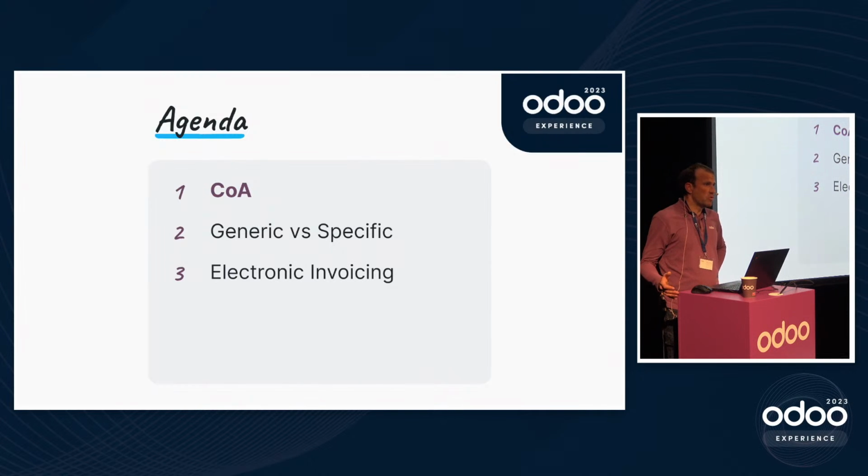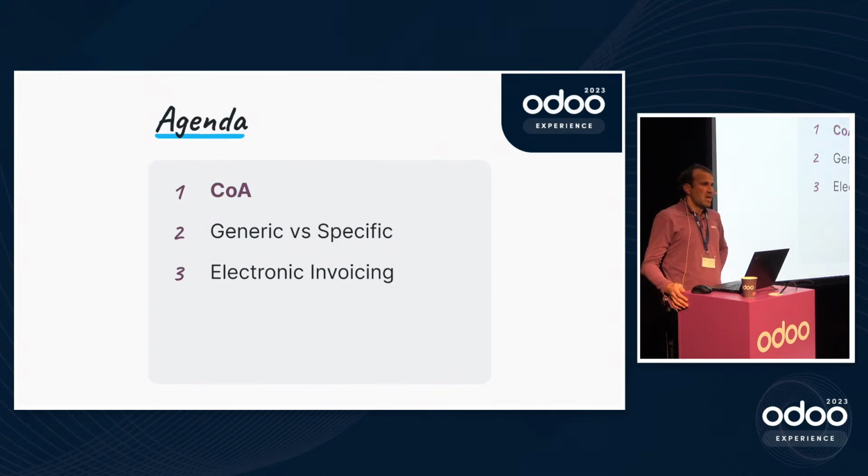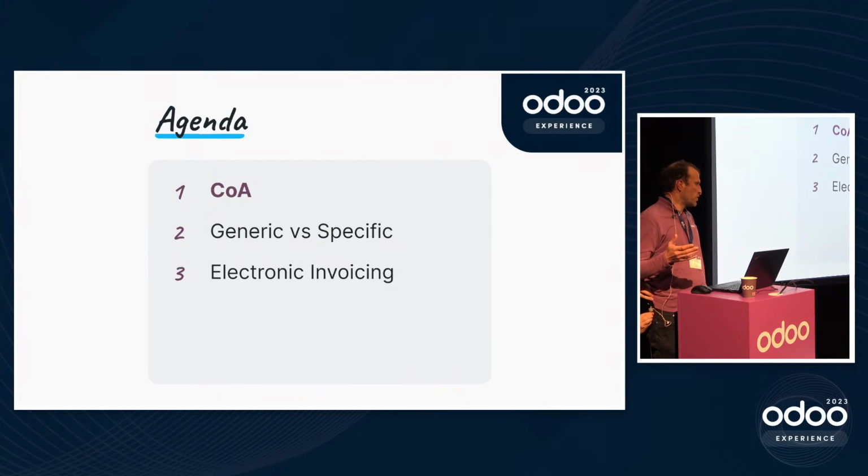What I want to do is go quickly through what you have to do for a localization. The first part is just the really basic stuff, the chart of accounts. And then there are a lot of other things like the electronic invoicing and the reporting. There is really a lot, but I'll try to be a bit more generic and say what is what, and give some examples of what we do in generic and what we do in specific.